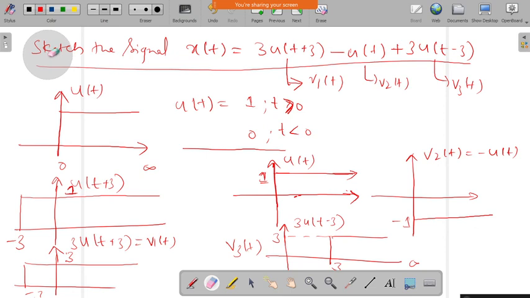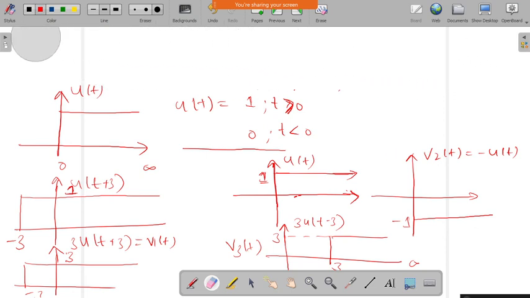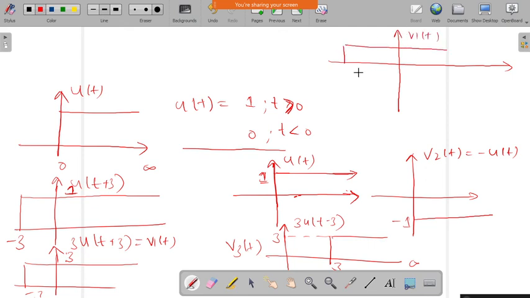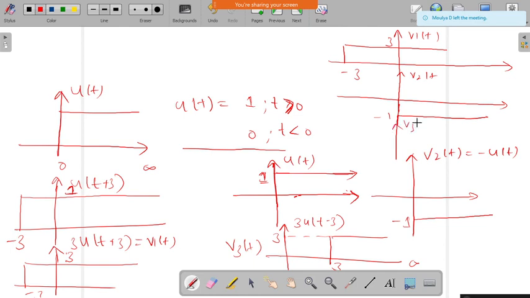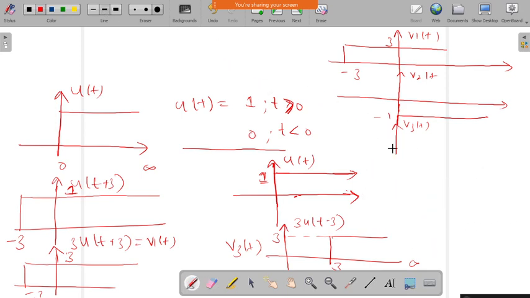Okay, so now take all these three signals and write them on one axis, so that we are going to add these three signals. That is v1 of t, from minus 3 to infinity, the amplitude value is 3, then v2 of t, which is minus 1. Okay, then v3 of t, which is again plus 3, from minus infinity, with the value 3.